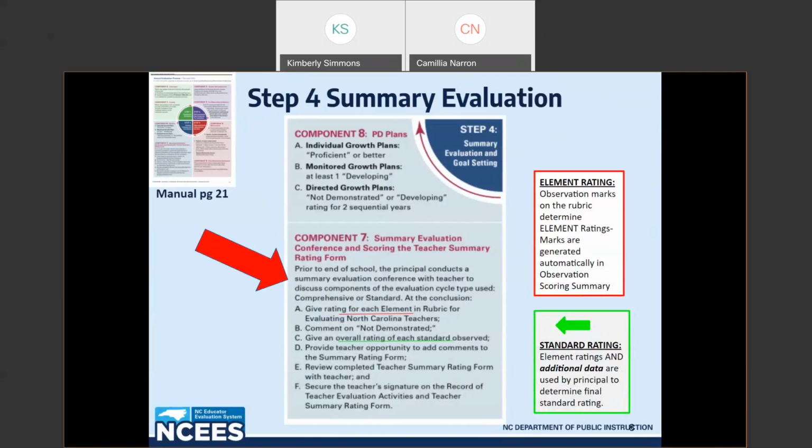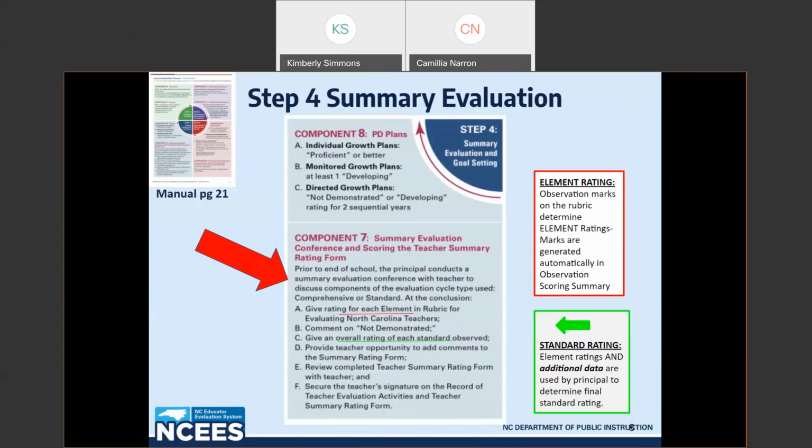We give a rating for each element in the rubric. For evaluating North Carolina teachers, we comment on the ones not demonstrated, and we give an overall rating of each standard observed. We provide teachers the opportunity to add comments to the summary rating form. We review the completed teacher summary rating form with the teacher, and we secure the teacher's signature on the record of the teacher evaluation activities and teacher summary rating form. All this information is provided here for you.